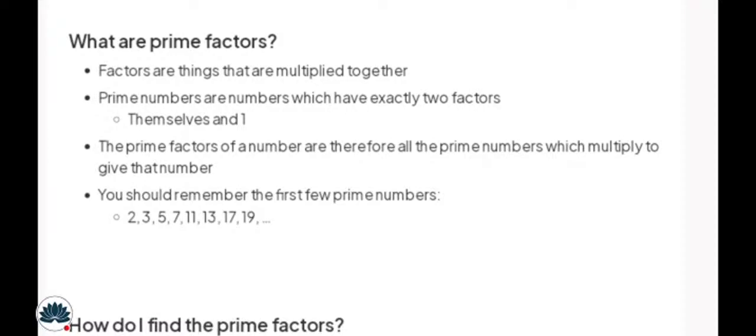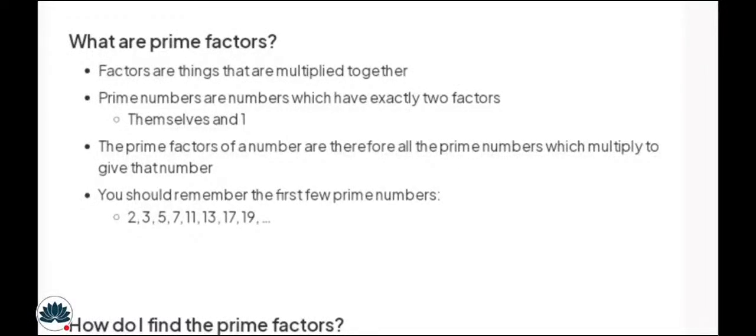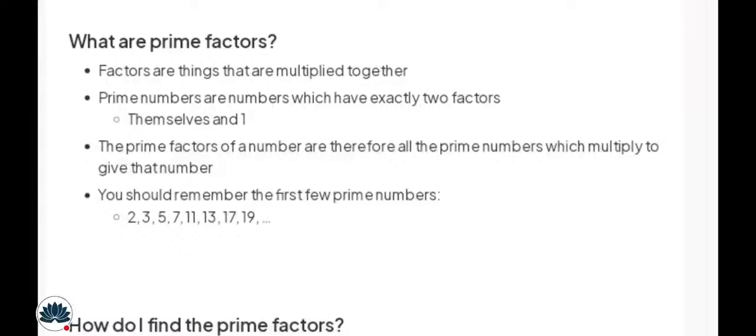The prime factors of a number are therefore all the prime numbers which multiply to give that number. Suppose when you multiply 2 by 2 you get 4. If I say 2 multiplied by 3 you get 6. As you are multiplying 2 by 3 or 2 by 2, it means you're multiplying a prime number with a prime number to give a number.